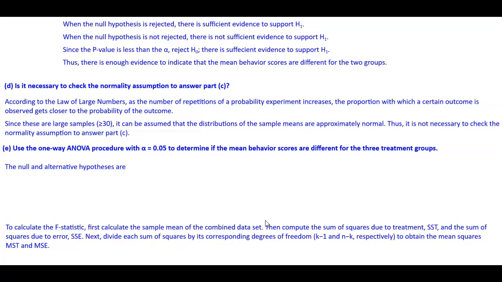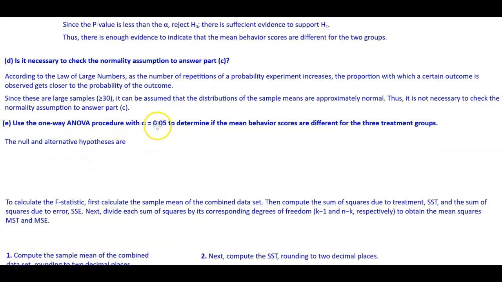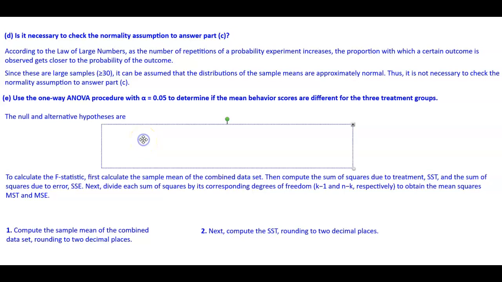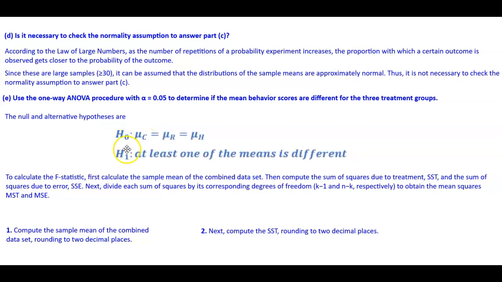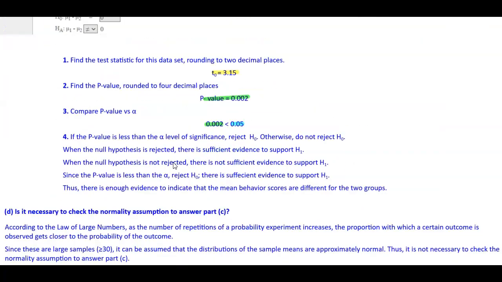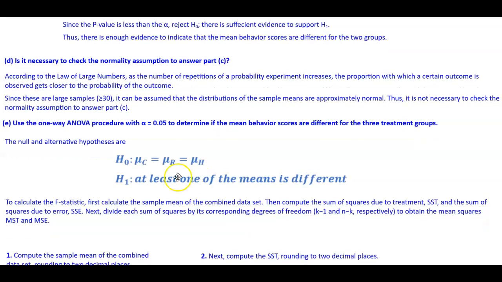Okay, next, it says use the one-way ANOVA procedure with alpha equals 0.05 to determine if the mean behavior scores are different for the 3 treatment groups. So here is our null. The null is that the mean of the control group, the mean of the recurring abdominal pain (RAP) group, and the mean of the recurrent headaches group are equal. The alternative is that at least one of the means is different.